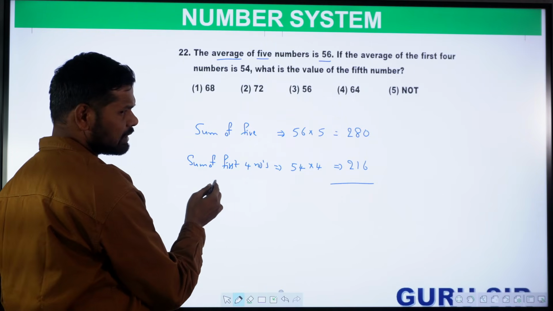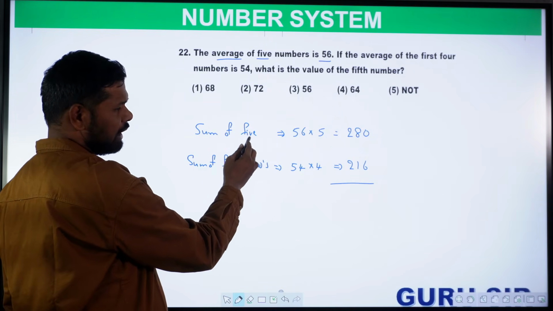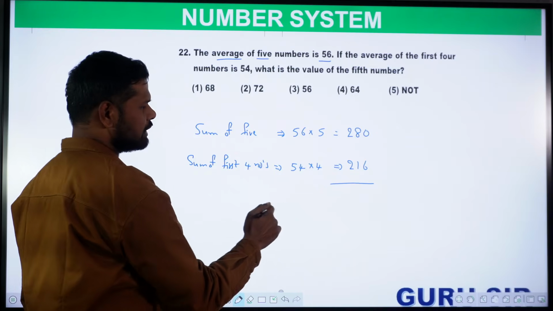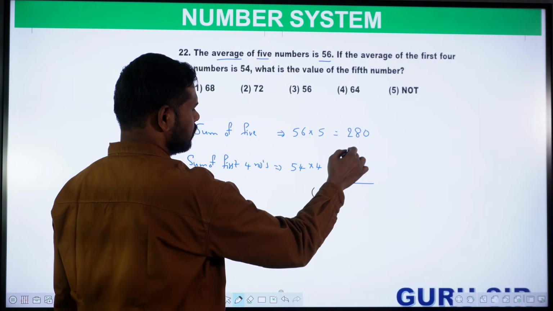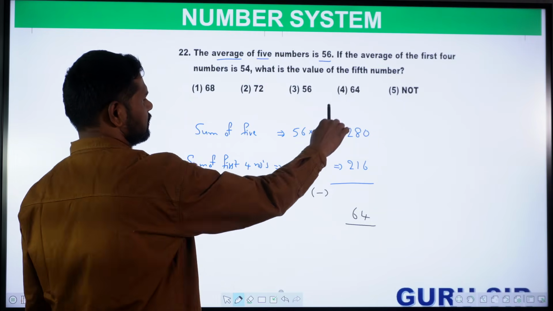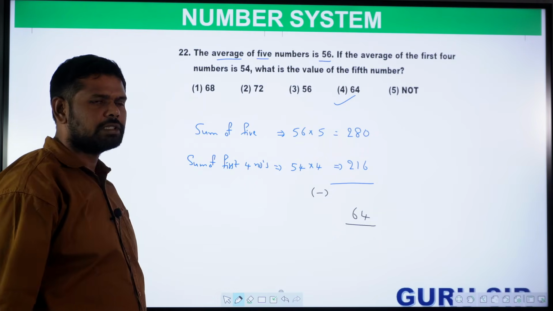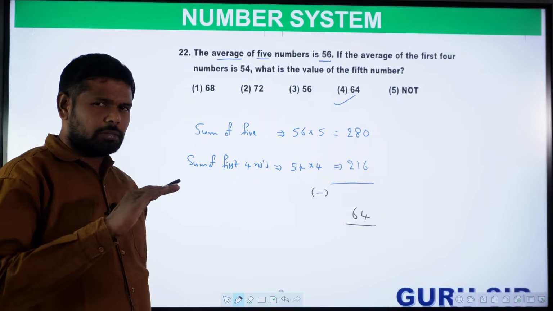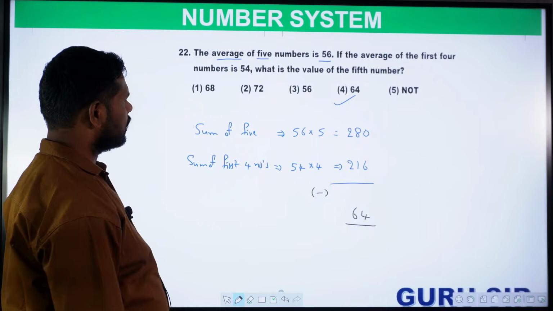So 4 numbers sum is there. First total 5 number sum is there. That remaining number is difference between these two. 280 minus 216. What is the value? 64. That is the number. Otherwise, I mean, after practicing, you improve like this.